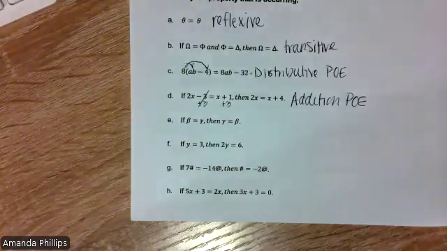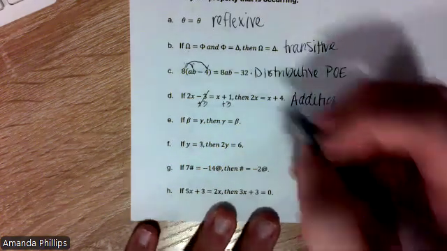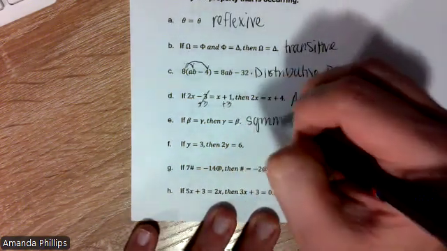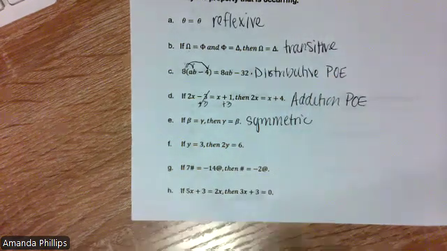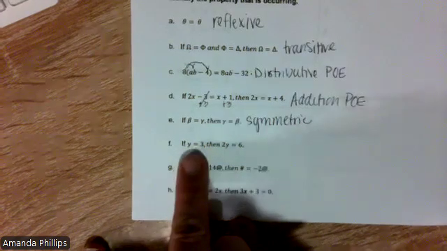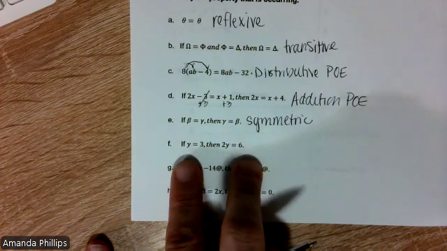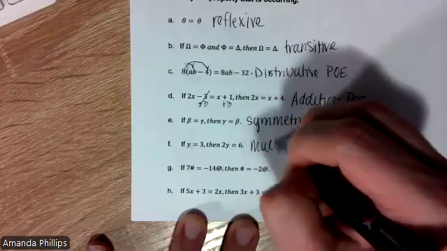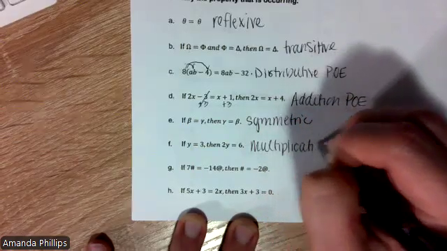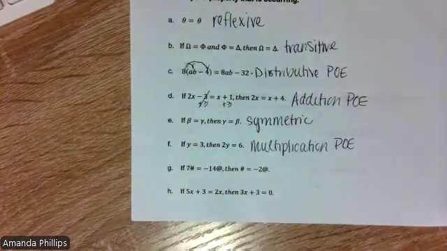All right, letter E. If beta equals epsilon, then epsilon equals beta. Okay, so we just flipped them around and said they are still equal to each other. So this is our symmetric property. Okay. If y equals 3, then 2y equals 6. Well, what did I do to go from y equals 3 to 2y equals 6? Well, I multiplied both sides by 2, right? So this is our multiplication POE.